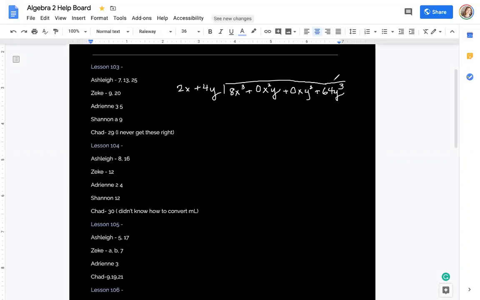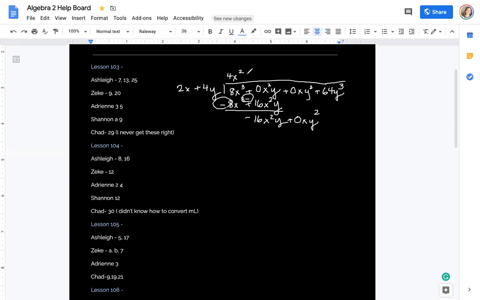Okay, so we're going to begin our long division like we have done from Algebra 1. What times 2x will give us 8x cubed? It's going to be 4x squared. We multiply the 4x squared times the binomial that's outside of the division bar. So we get 8x cubed plus 16x squared y. And we change our signs and we add, so we get negative 16x squared y plus 0xy squared.